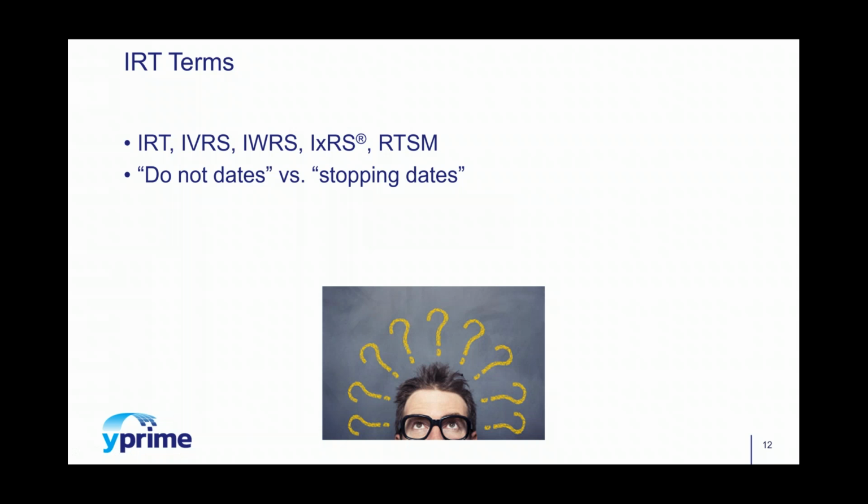Similarly, in IRT, we also talk about do not dates. A good friend of mine also calls these DNX. DNX dates are the same as stopping dates. In essence, do not ship or do not dispense, or stop shipping, stop dispensing. A common question folks often ask me is, does that mean this is the last date in which this drug can be dispensed, or is this the first date that the drug will not be dispensed?